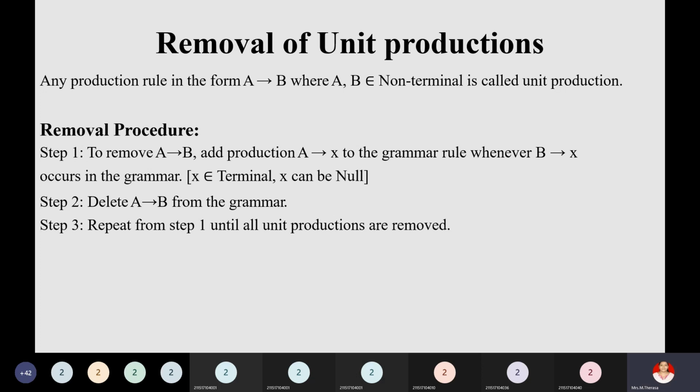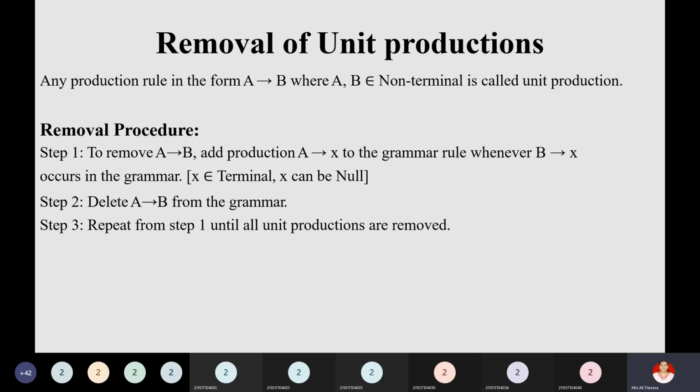And the next is removal of unit production. So what is called a unit production? Any production rule in the form capital A tends to capital B, that is, a non-terminal tends to a non-terminal, where A comma B belongs to non-terminals, is called a unit production. So how to eliminate or remove the unit production? The removal procedure has 3 steps. Step 1: to remove A tends to B, add the production A tends to X to the grammar whenever B tends to X occurs in the grammar.